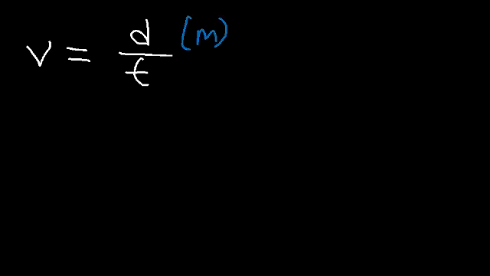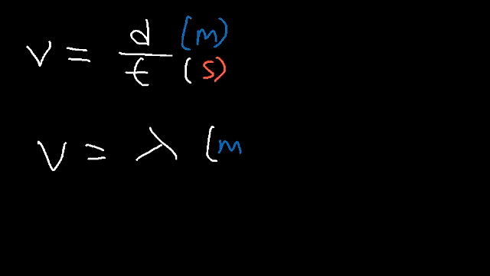Now there's some other equations that you need to know. We know that speed is equal to distance divided by time. The distance is measured in meters. The time is measured in seconds. So the speed of the wave is basically the wavelength measured in meters divided by the period, which is measured in seconds.